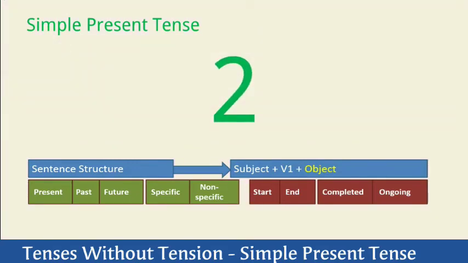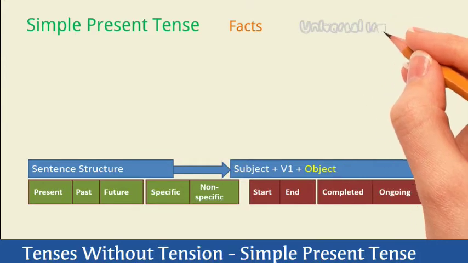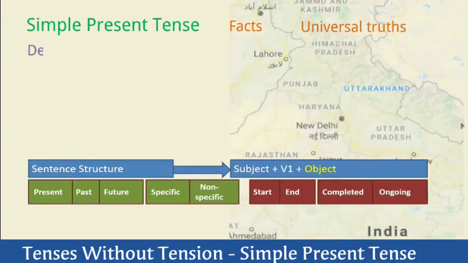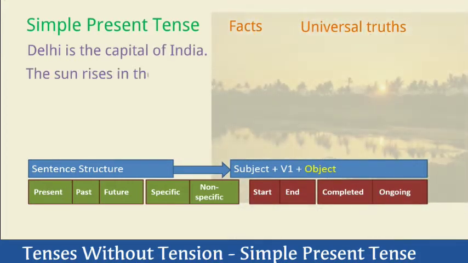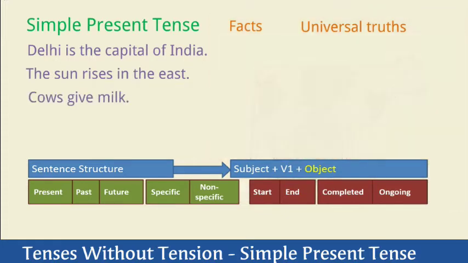We also use simple present tense when we talk about facts and universal truths. For example, Delhi is the capital of India. The sun rises in the east. Cows give milk. We all know that the sun rises in the east. Cows give milk. It's a universal truth. These things do not change with time. Here we are not talking about any specific time.